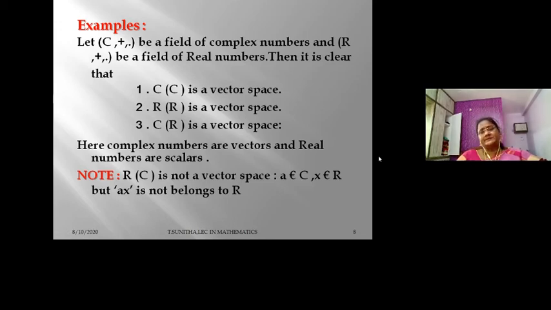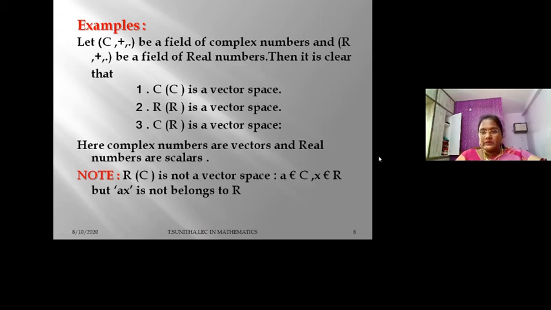space. Why is it so? Because R of C means whatever is inside the brackets is a scalar, and whatever is outside the brackets is a vector. So here the scalar multiplication cannot be defined, because a belongs to C is a scalar, x belongs to R is a vector, so a x does not belong to R.